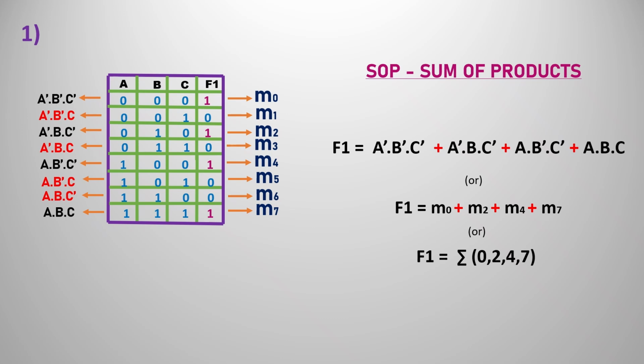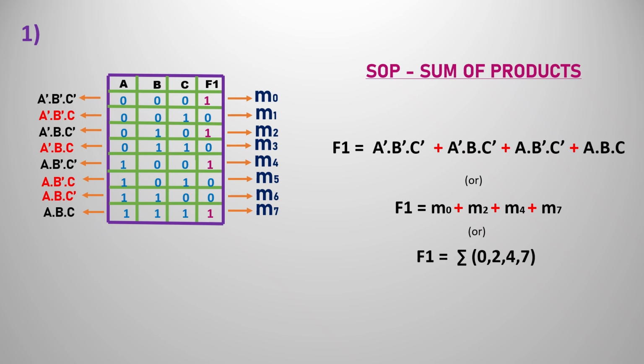So we can represent it in 3 forms. The first form is the normal form. In F1, at position 0 we have a bar, b bar, c bar. In the second position, that is m2, we have a bar, b, c bar. In the fourth position we have a, b bar, c bar. In the seventh position we have a, b, c. Okay, we have understood this.